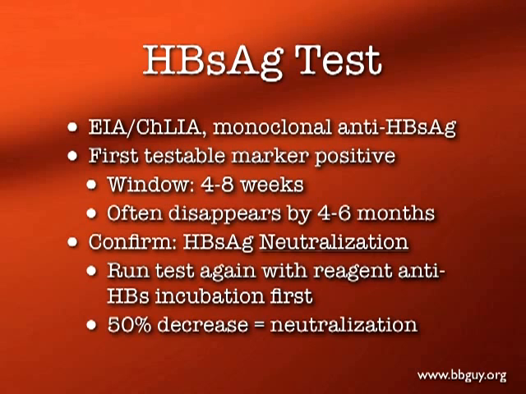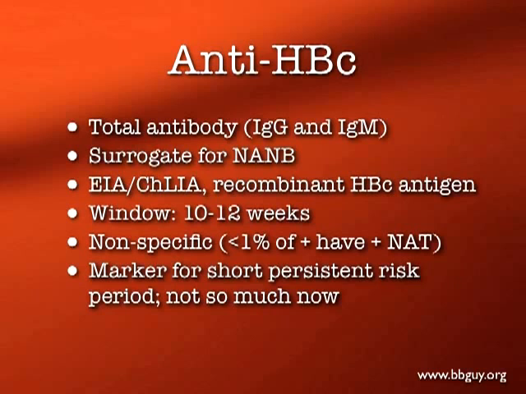Basically, you run the exact same test again after adding reagent anti-HBs. So again, if there is surface antigen floating around in the donor sample in this case, then the reagent antibody will neutralize that antigen, leaving less to react in the test. So a 50% decrease in the strength of the reaction equals neutralization, and the individual is considered positive for surface antigen.